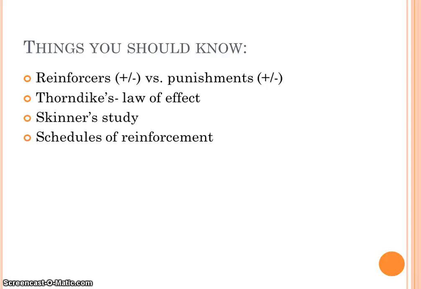So from today's lecture, what you really need to know is the difference between reinforcers and punishments, both positive and negative reinforcers and positive and negative punishments. You need to make sure you know Thorndike's law of effect, make sure you know all about Skinner's studies, and make sure that you understand the schedules of reinforcement, the fixed and variable intervals and fixed and variable ratios.